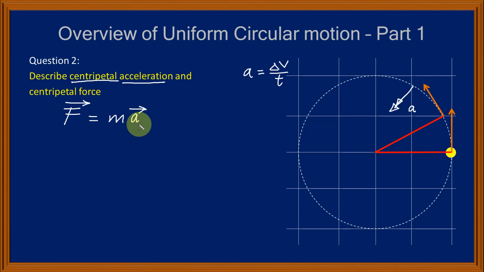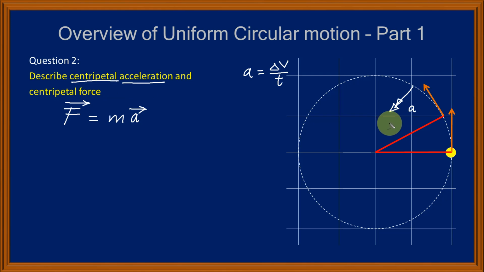We have just proved that an object which is moving in a circular path with a constant speed is accelerating towards the center of the circular path. So, due to the fact that it is accelerating, there must be a resultant force which is producing that acceleration. That resultant force is referred to as centripetal force. And it is in the same direction as the centripetal acceleration.